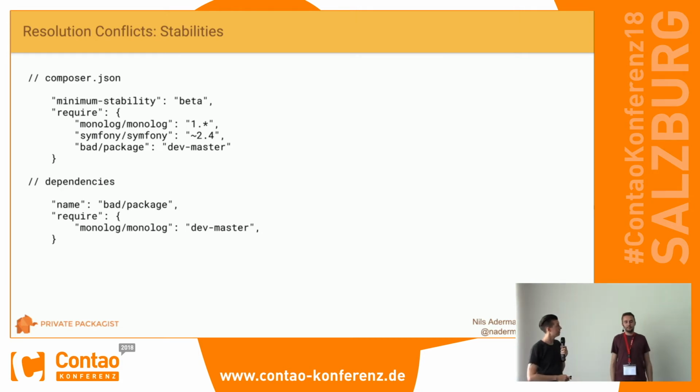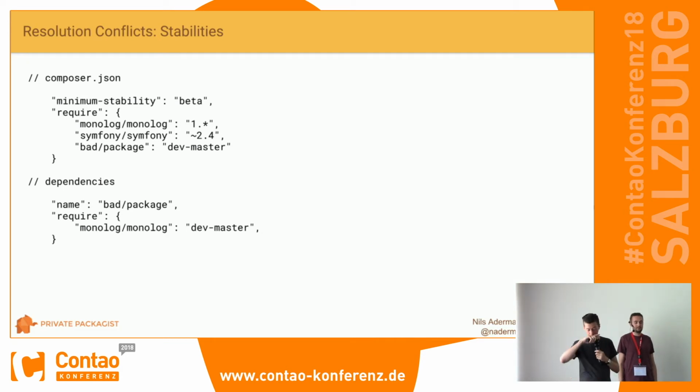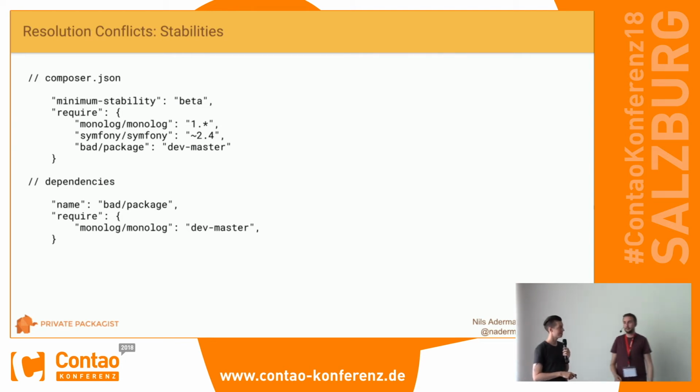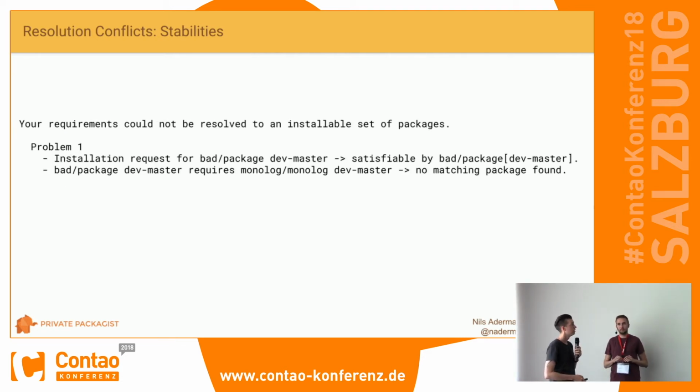Another case here. So we have this project that requires Monologue itself, right? So on the first line there, we require Monologue, and we require this bad package, which itself requires Monologue as well. But this one requires the dev master version, and that's really a bad idea, generally speaking, in a library, and you'll see why in a second. So at first, it's gonna say, okay, you try to install bad package dev master, and this is fine. We found it, but then this one actually requires Monologue dev master, and there's no matching package found. And then if you go on packagist.org or something, you will see that there is indeed a dev master version for Monologue. So at that point, people are like, what the hell is going on?